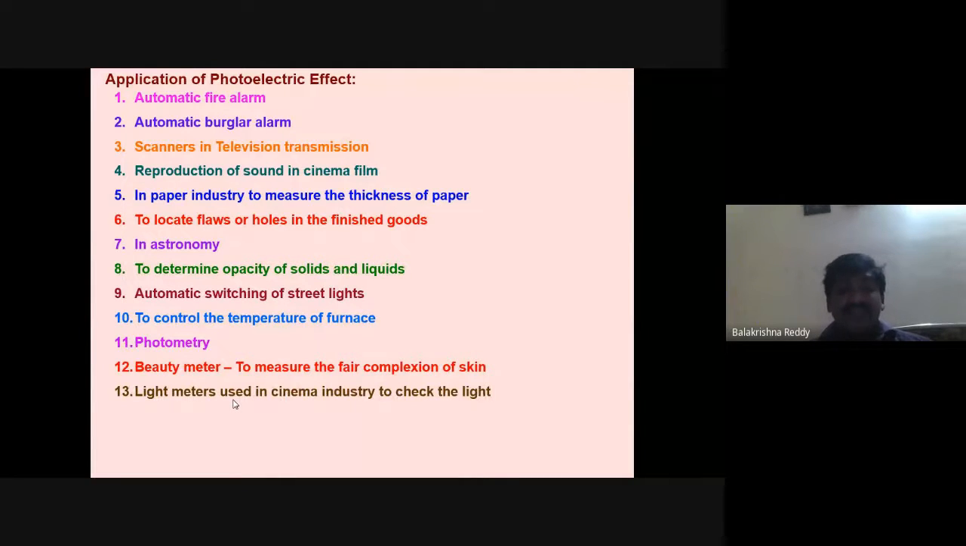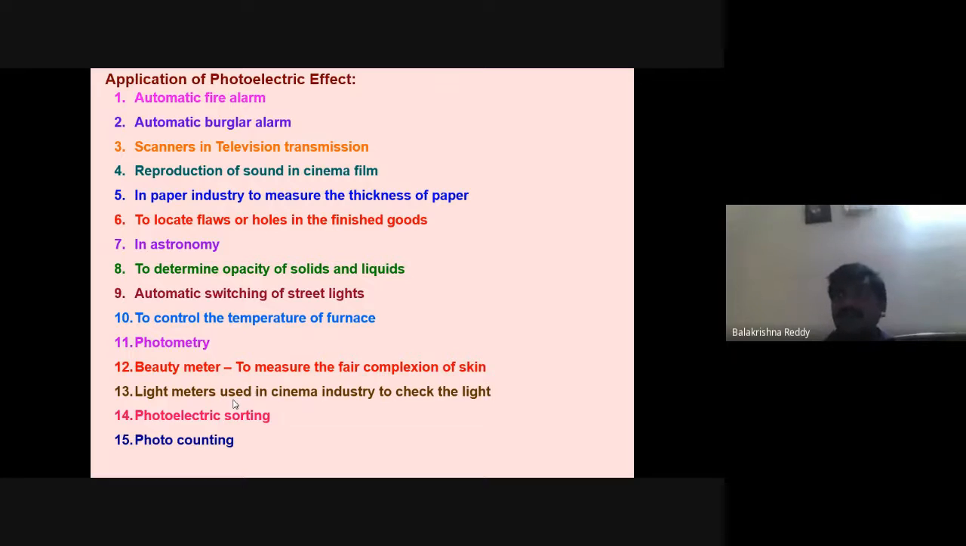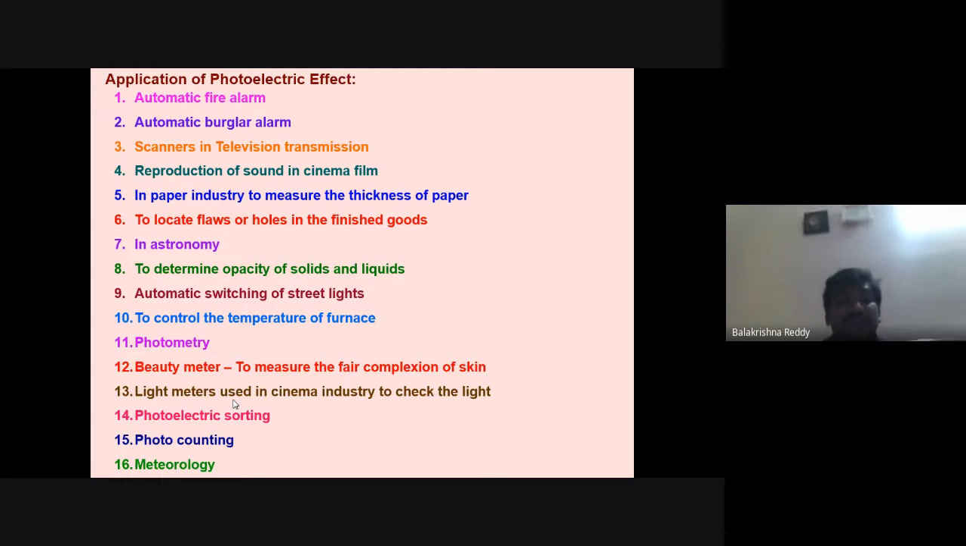Light meters are used in the cinema industry to check how much the intensity of light or brightness should decrease or increase. Photoelectric sorting is also preferred. Photo counting depends on the number of people moving across the LED, entering and leaving shopping malls and theaters. All this happens because of the photoelectric effect only. It is also helpful in meteorology. This is all about the applications of the photoelectric effect.